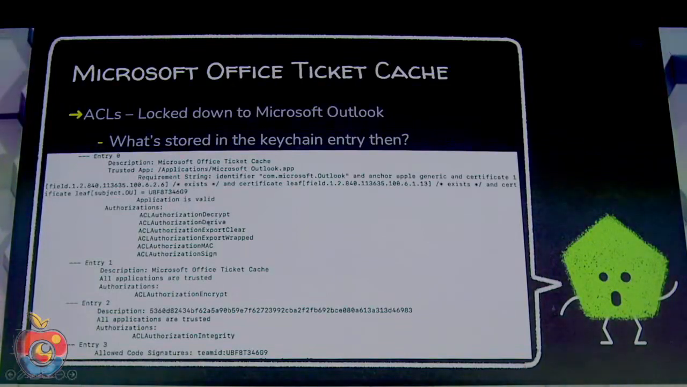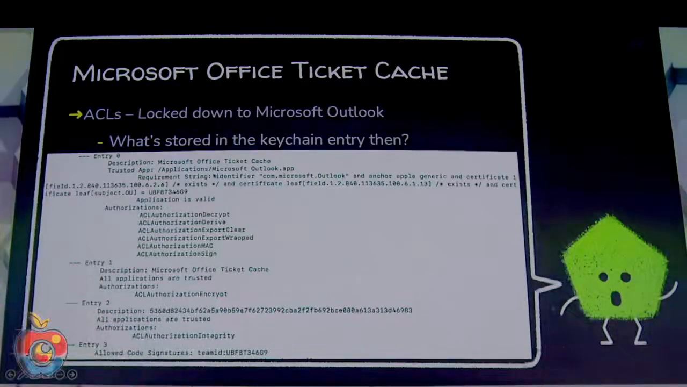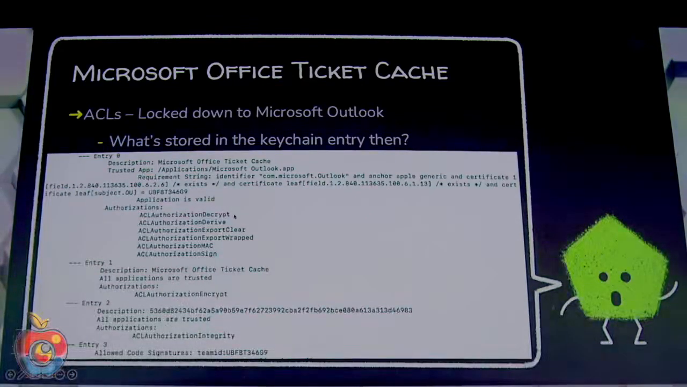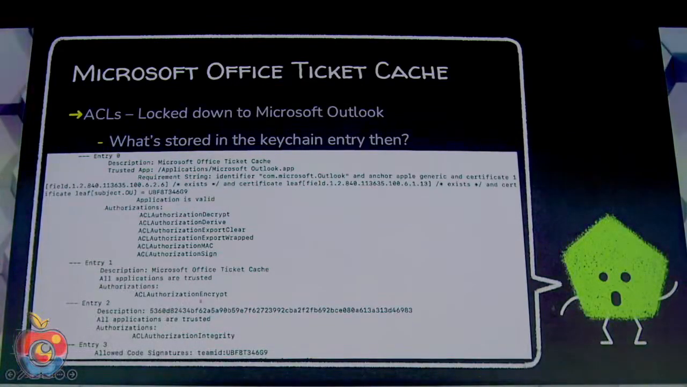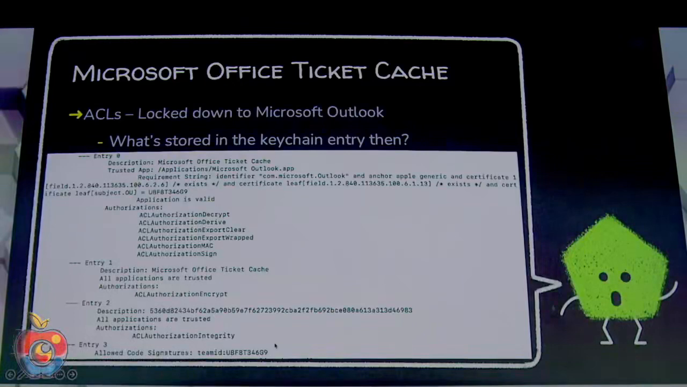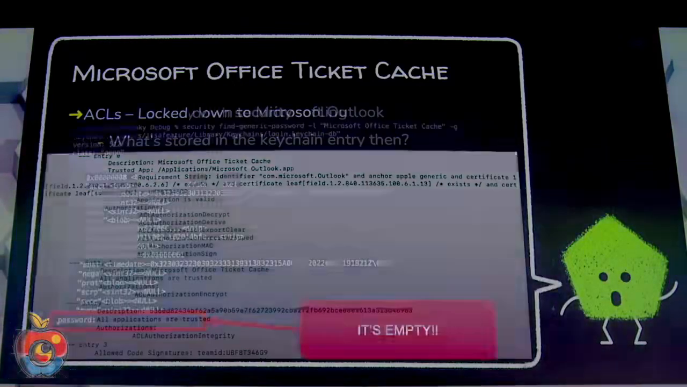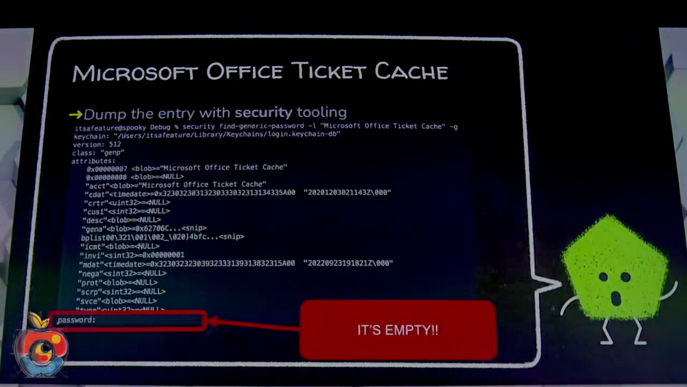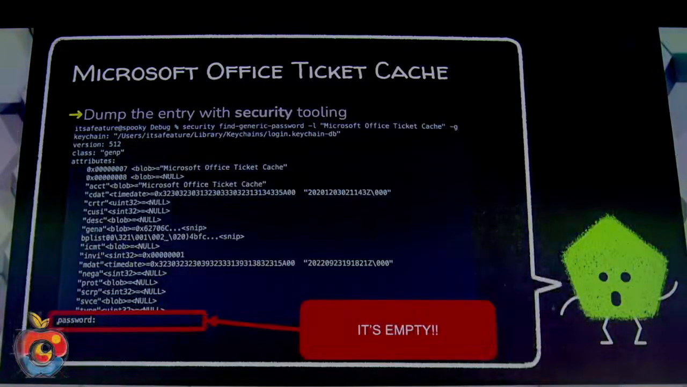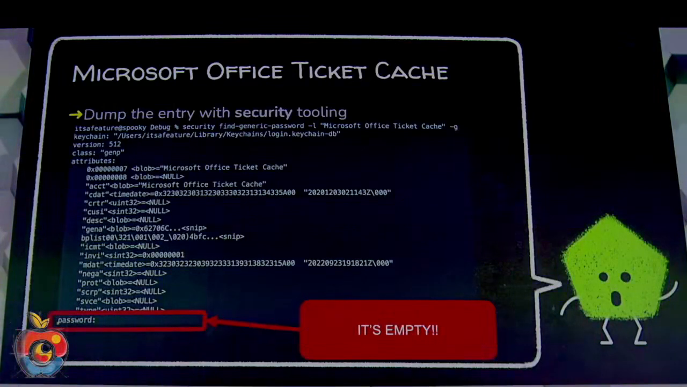I start looking into the ACLs that are in here. So the trusted application being Microsoft Outlook has a requirement string. It's valid. They're the only ones that can do export, decrypt, all this sort of stuff. There's the allowed key signature. So the partition ID says, you must be in the team ID Microsoft. All right, they did this right. What's in here? Nothing. It took me a long time to figure that out because I thought I was just doing it wrong every time, and I couldn't actually get the data that's in there.